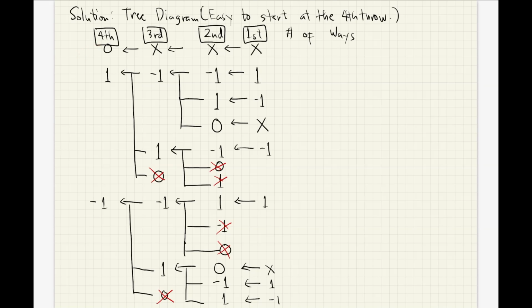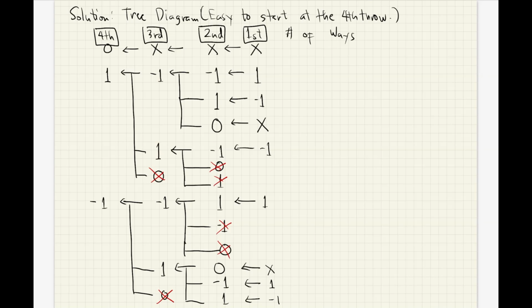Now, what about this move, moving 1 forward? If that's the outcome of the fourth roll, what possibilities could we have on the third roll? Again, there are only 3 possibilities. Either we teleport to the origin, we move forward, or we move backwards by 1 unit. Now, let's look at moving backwards first.